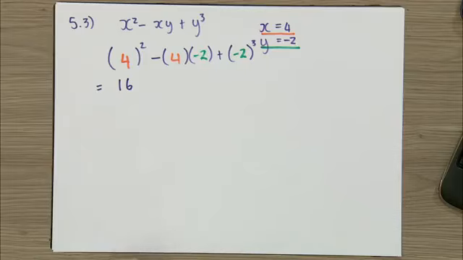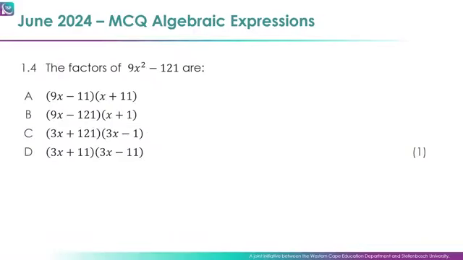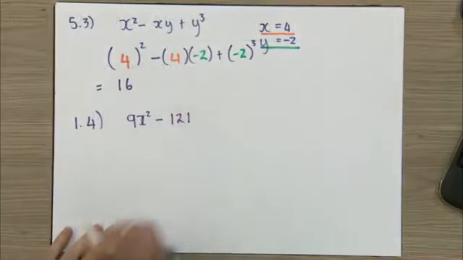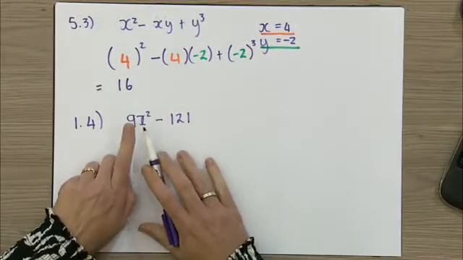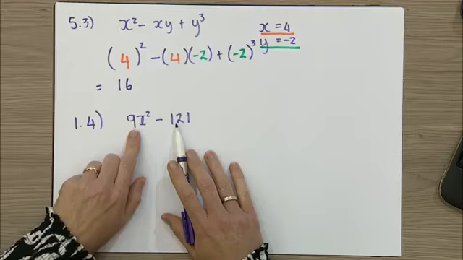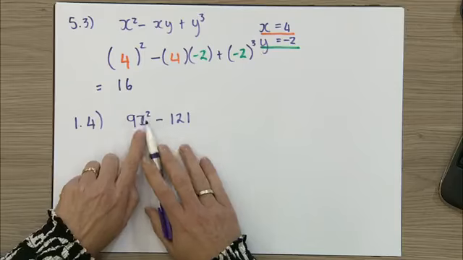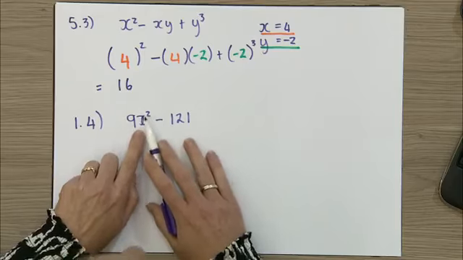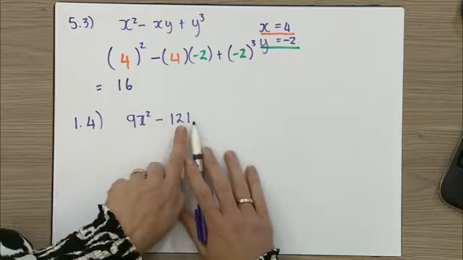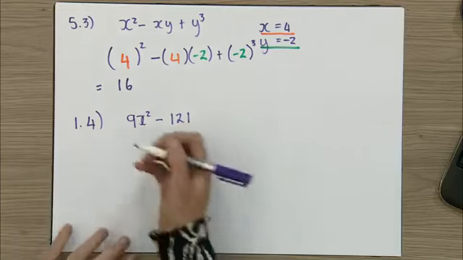So grade 9s, we're going to page back again quickly to question 1.4 and we're going to do 1.4 together. It is in our multiple choice. They say the factors, which means I've got to factorize, 9x squared minus 121. So if I look at it, there's two terms. Is there a common factor? No. Is it maybe difference of two squares? 9 is a square. X to the power of 2 is a square. Anything with a positive exponent is a square. And 121 is also a square. So yes, it is a difference of two squares.